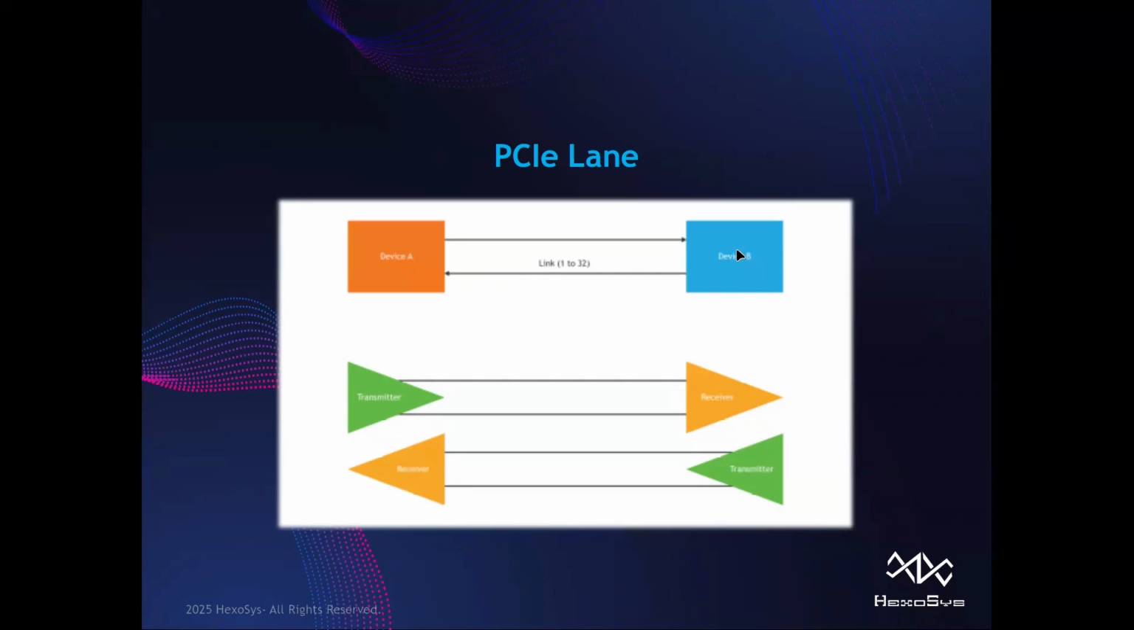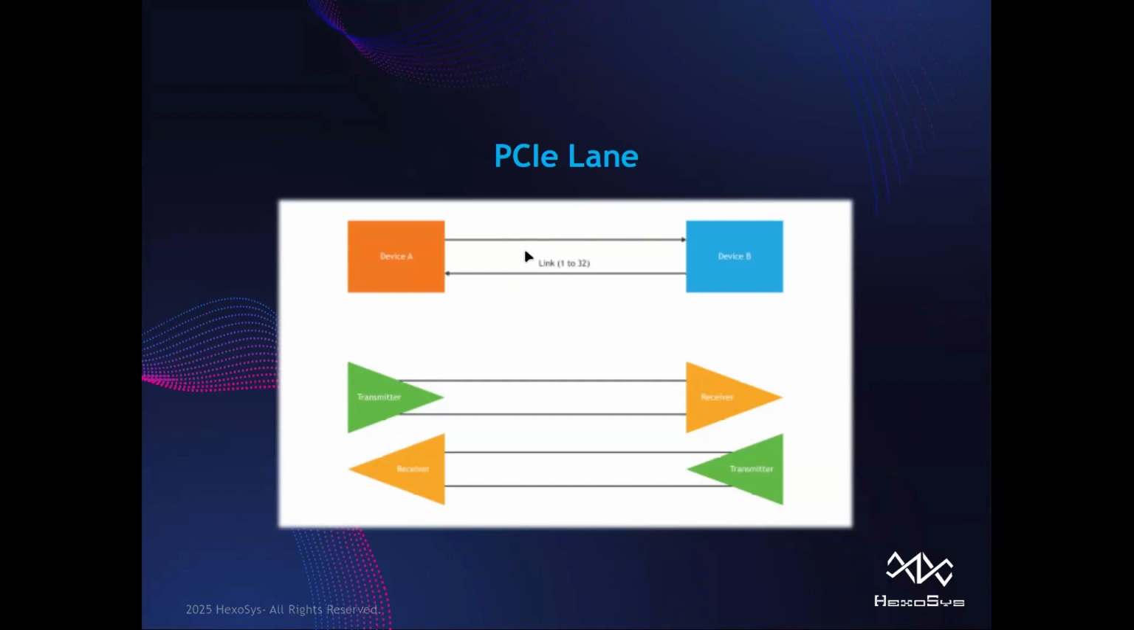So in PCIe, we have a concept of lane. To be able to communicate between two sides of a PCIe serial connection, we should have at least one link. And each link consists of one or more lanes. Each lane of connection has a transmitter and a receiver: the transmitter from one side, the receiver on the other side, and vice versa.